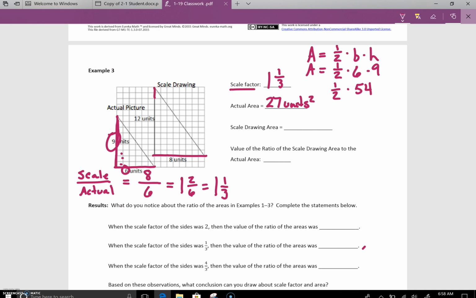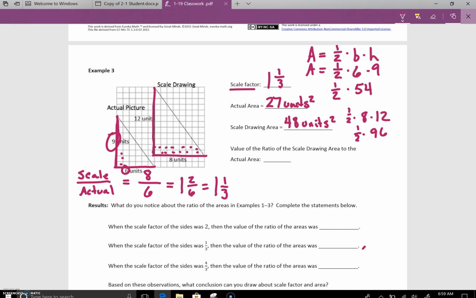Scale drawing, we're going to do the same thing, same formula. Half of the base times height, so the base is 8, the height is 12. 8 times 12 is 96. And we want half of 96, which is going to be 48 square units. So again, if we counted them, there'd be 48.